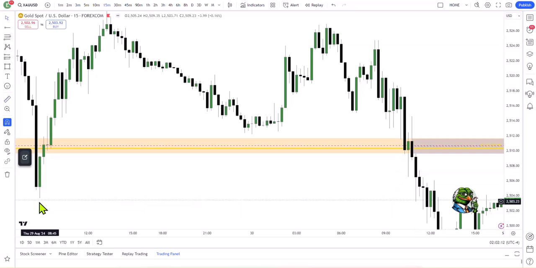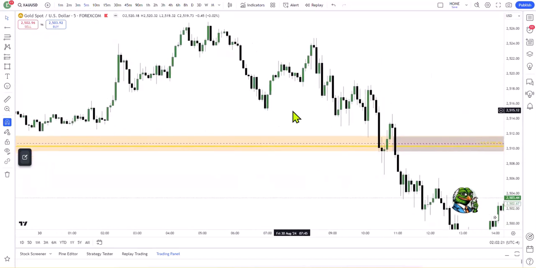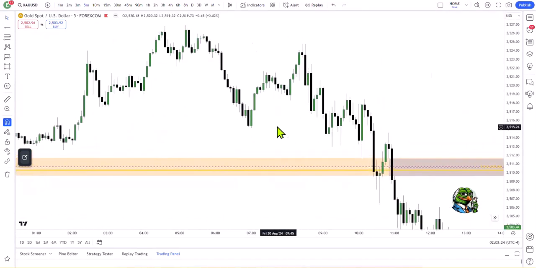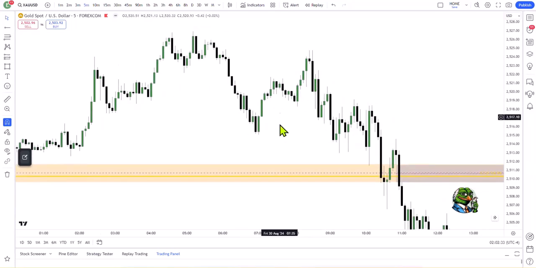Okay. Now let's drop down to a 5-minute chart. And again, it's all going to come down to time. So let's look at this a little closer. And we can see that this is all that movement down below this swing low.